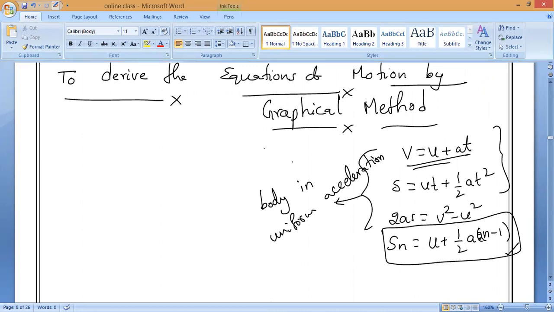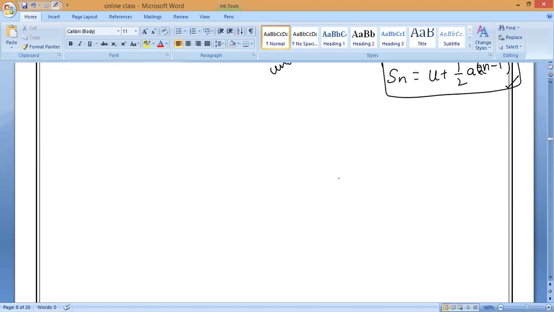So these equations of motion study only a body which is in uniform acceleration. As we studied in the last class, the graphical representation of motion, uniform and non-uniform motion, everything. Now tell me, the graph of a body which already has some initial velocity and later moves in a straight line with uniform acceleration, how will the graph come? It will not start from zero.